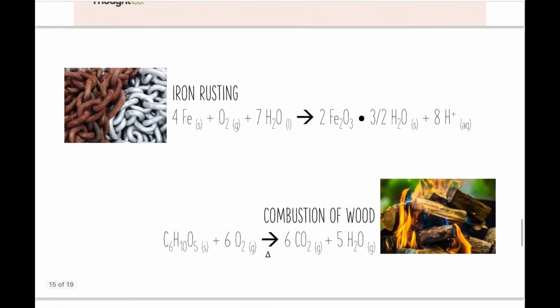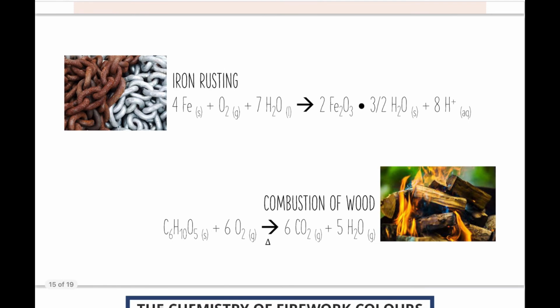Let's have a look at iron rusting. Initially, iron that is exposed to oxygen and humidity or water will form this iron oxide, which is called rust. So here the initial iron no longer exists as iron, but it is a new compound after the reaction, which is iron oxide, or known as rust.